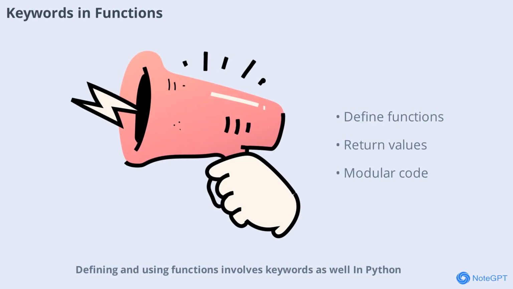Defining and using functions involves keywords as well. In Python, def starts a function while return sends a result back. In Java, void indicates no return value. These keywords help organize code into reusable blocks, making programs more modular and easier to manage.